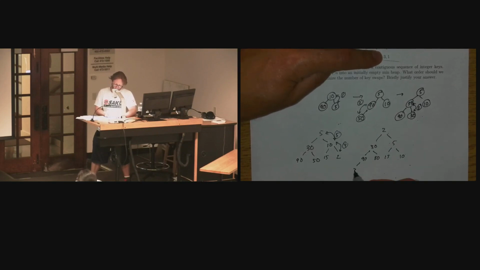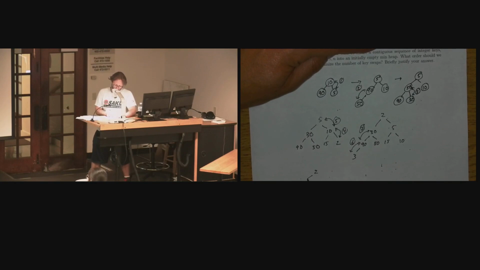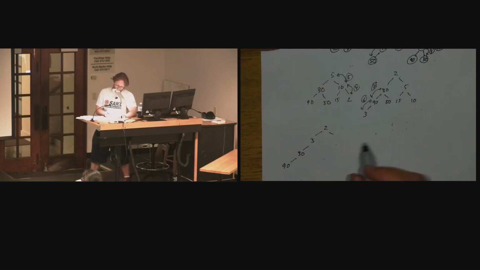3 gets inserted over here. How many swaps are going to happen here? There's 6, 7, and that's where it ends up because it's not greater than 2. So we have 2, 3, 30, 90. Here we go. And then everything else, what was it? Off of 3, we've got 50, 5, 15, and 10. Okay.